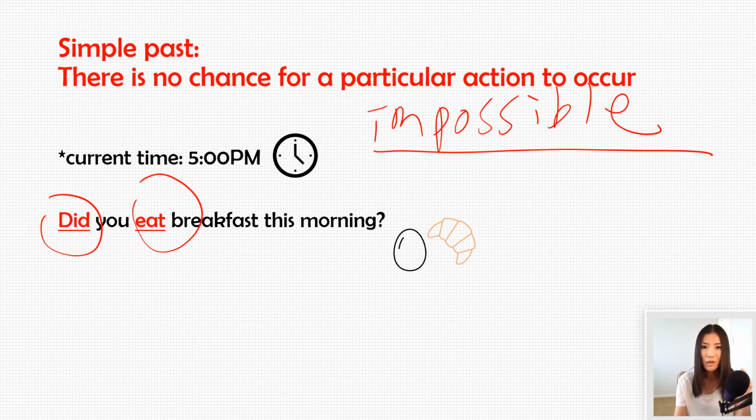Because it's impossible for you to eat breakfast today now because it is 5 p.m. Therefore, you cannot say, have you eaten breakfast? You have to say, did you eat breakfast? If it's impossible for you to eat breakfast anymore.